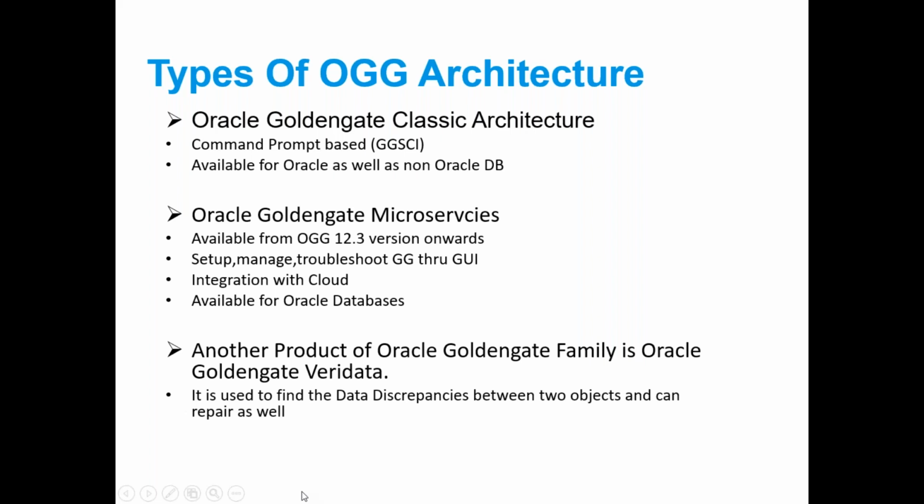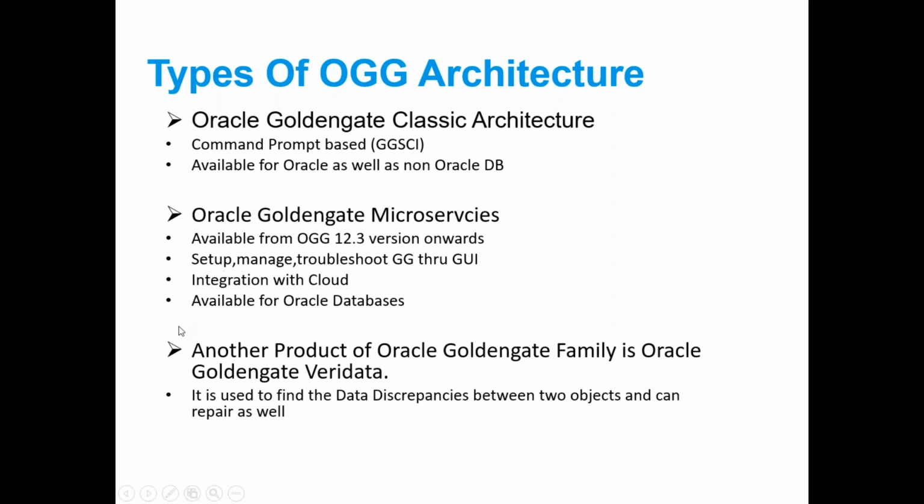Say for example, on source, you have 10,000 records in a table. On target, you have 9,000 records in a table. So what Veridata can do for you is verify the data for you. Veridata is a product which is used to find data discrepancies between two objects, and it can repair them as well. Another thing is Veridata nowadays is widely used for migration. Upon migration, organizations want to confirm whether their data is in sync or not. So they use Veridata to confirm that.